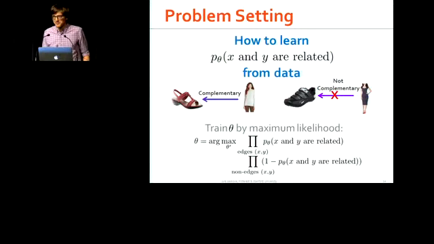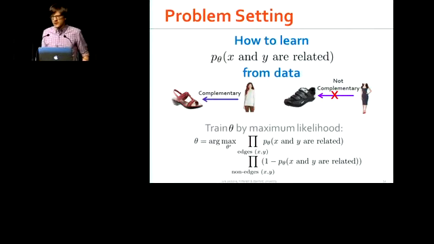The idea is very simple. I'll collect a bit of labeled data. I'll give you examples of complementary products. I'll give you examples of substitute products. I'll give you examples of products that are not related. And I'll ask you to learn this probabilistic model to make these predictions.